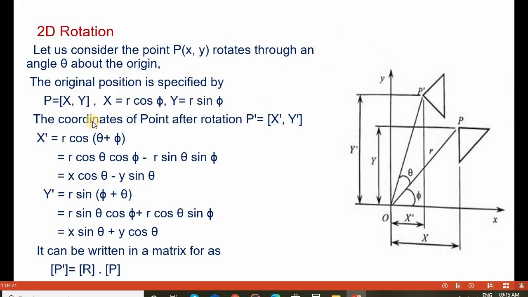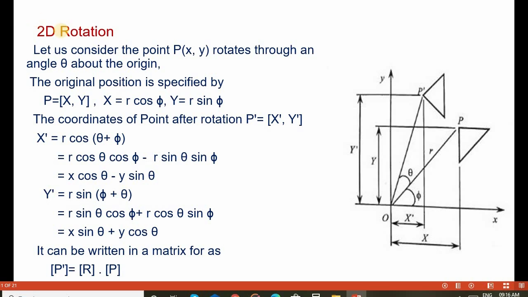How can we rotate? By adding the angle theta, so that the x coordinate is r cos phi and the y coordinate is r sin phi. The coordinates of the point after rotation give us P dash, that is x dash and y dash. The new coordinates after rotation are x dash on the x axis and y dash on the y axis. So how can we get the new points? The x dash is r cos (theta plus phi). So we are adding theta to the x coordinate.